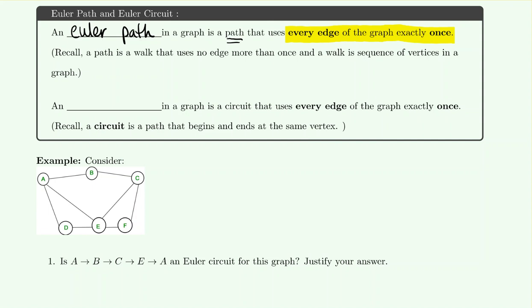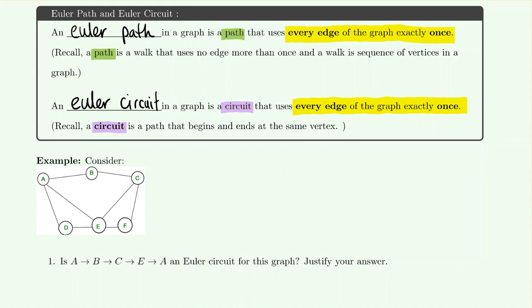Now, to have the additional idea of being an Euler path, you have to be a path and every edge must be used exactly once. An Euler circuit in a graph is a circuit. Remember that a circuit is a path that begins and ends at the same vertex. So not only is it a circuit, but it also must use every edge of the graph exactly once.